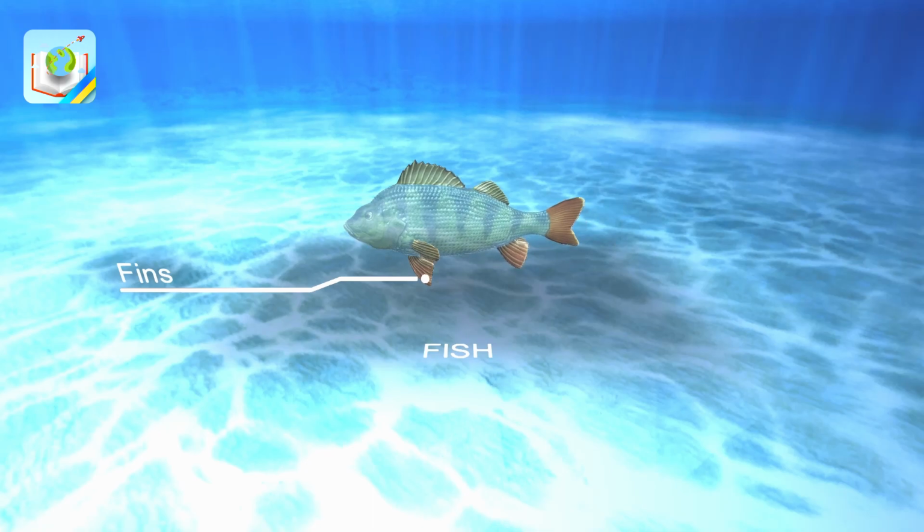Fins provide movement of the animal or regulate its position in the water column. These are folds of skin which usually have supporting skeletal formations in their composition, rays. Fins are paired and unpaired. Paired fins include pectoral and ventral fins. Unpaired fins include caudal, anal, and dorsal fins.